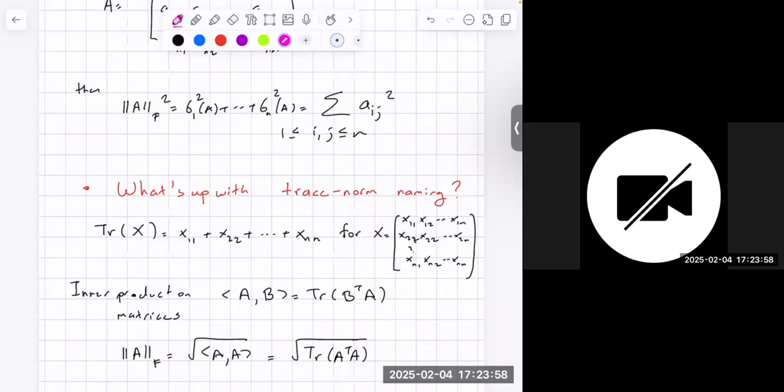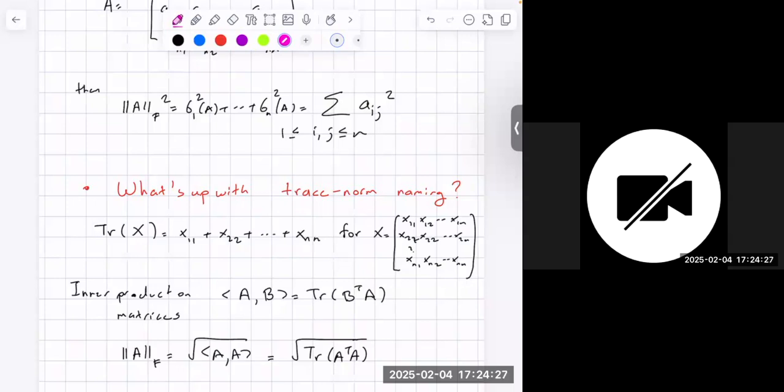Right? And as soon as you have an inner product, that also gives you a notion of a norm. If you have an inner product, the inner product of x with x, square root, is the norm. And this norm is exactly the same norm right here. So three things are actually equal to each other: the singular value stuff, the squaring everything and summing up stuff, and then this trace inner product stuff. They all give you the exact same norm.